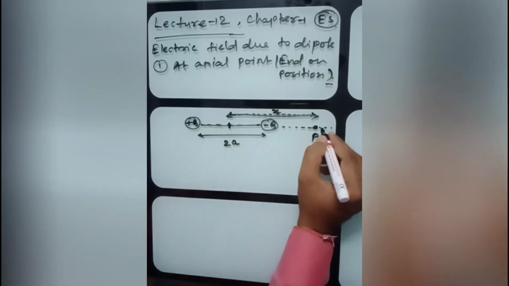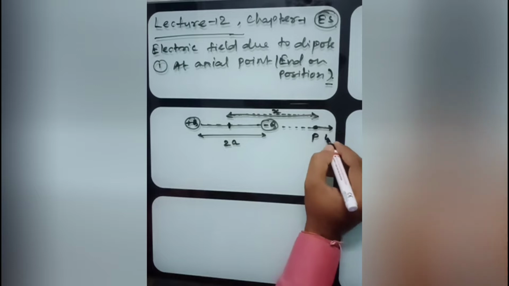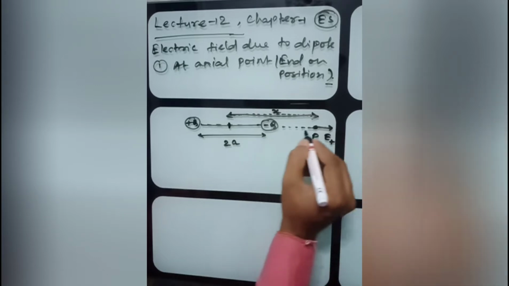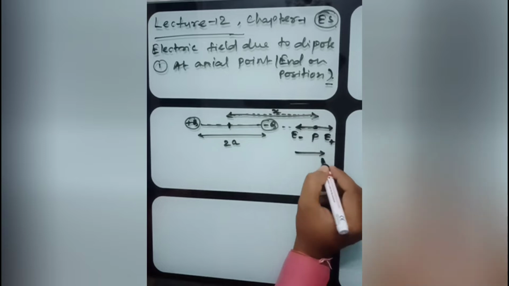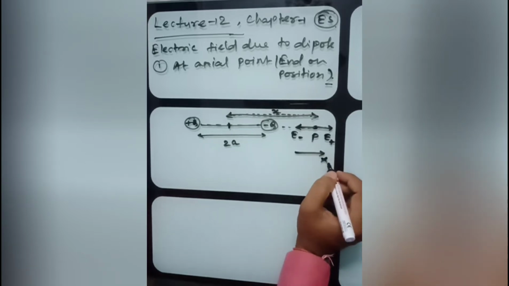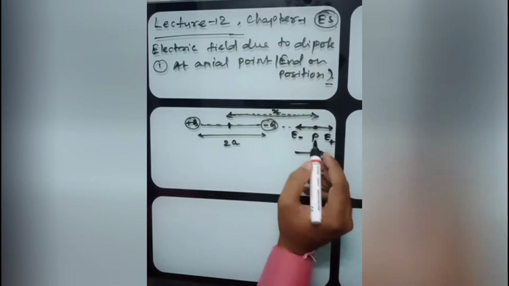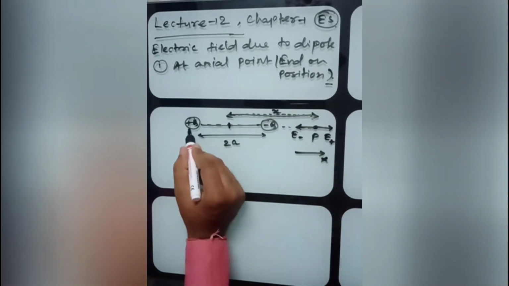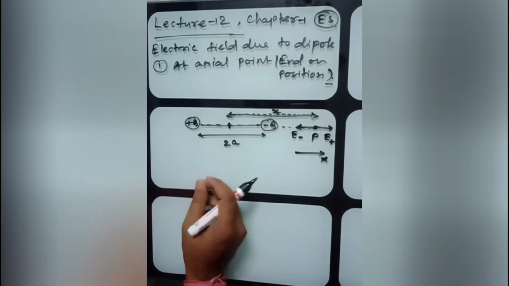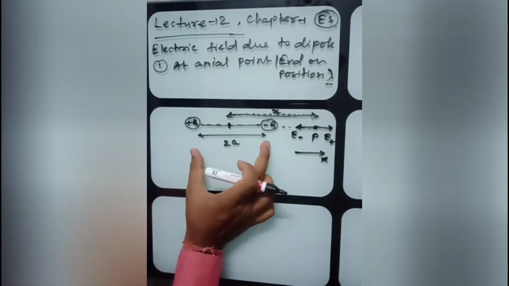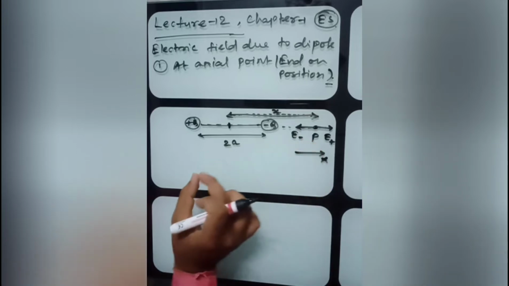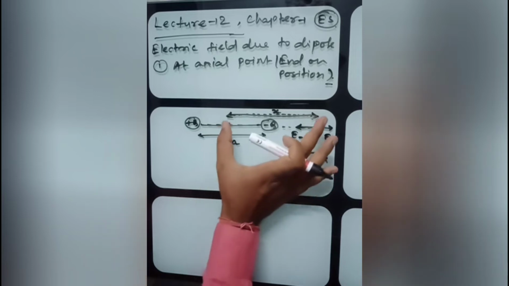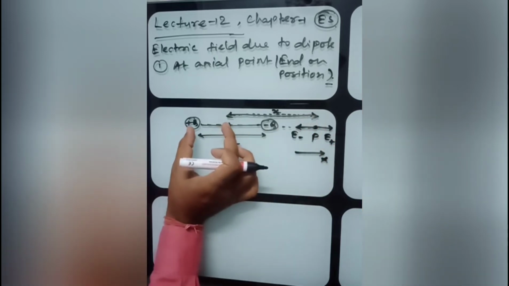Due to the positive charge, the electric field will be directed away, E plus. Due to the negative charge, it will be towards the charge, E minus. We will consider this direction as the x-axis. Now we have to find the electric field at point P. The distance between the charges is 2a, and from the center it is a, so we take the distance with respect to x.